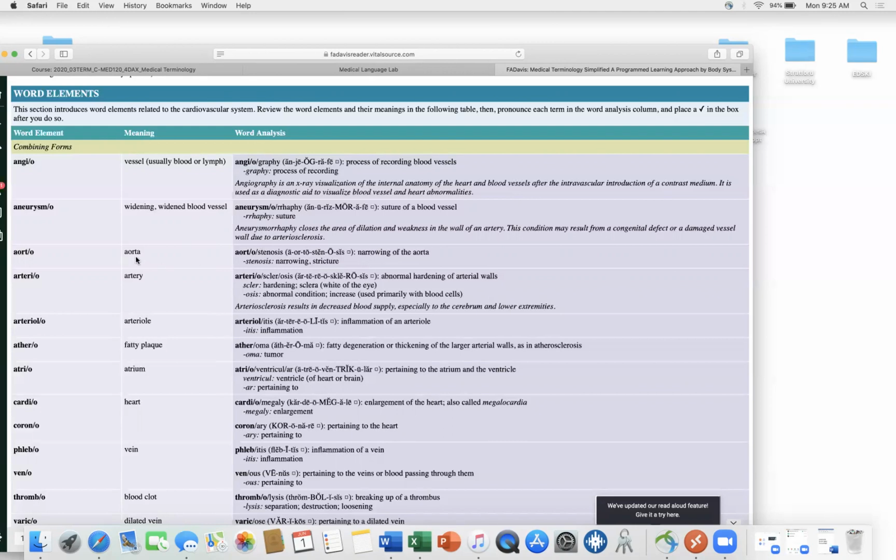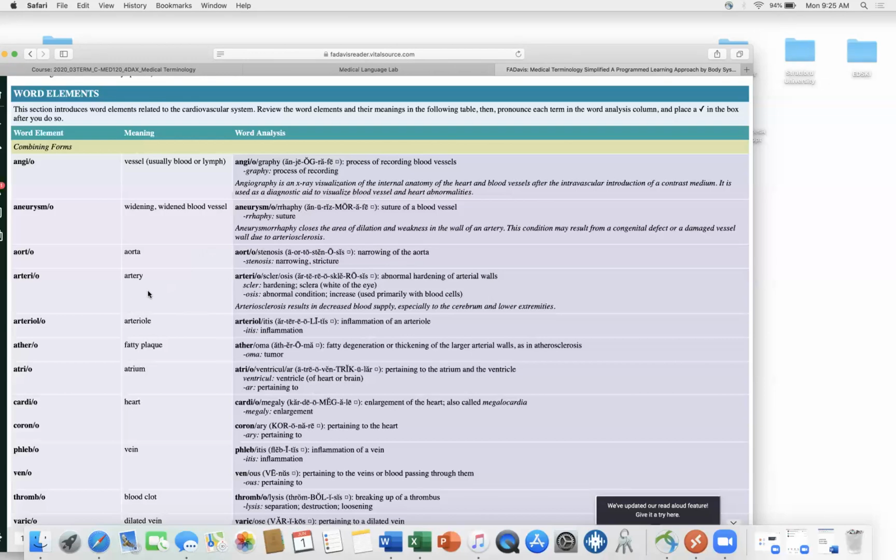Aorta, we already talked about. Aorta is your largest artery in your body, and sometimes it gets narrow for whatever reason, or there's stricture. So aortic stenosis, that's also the exact opposite. That's not a good thing to have.